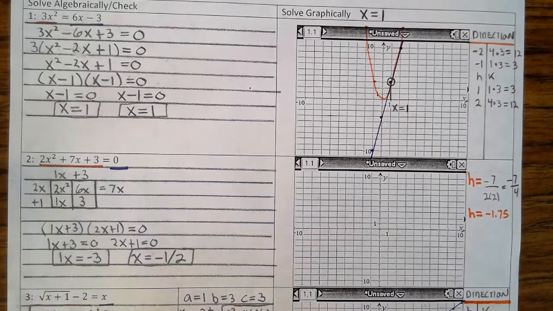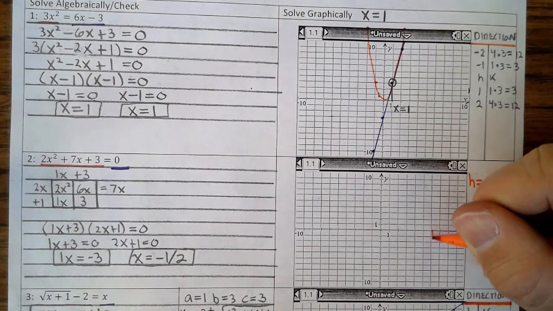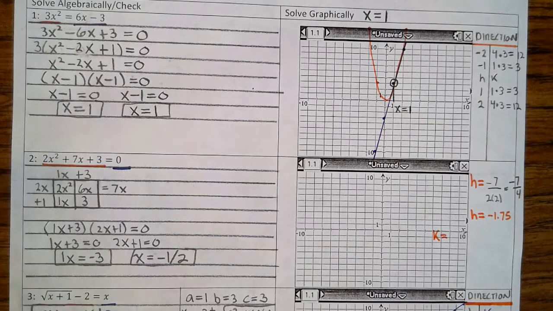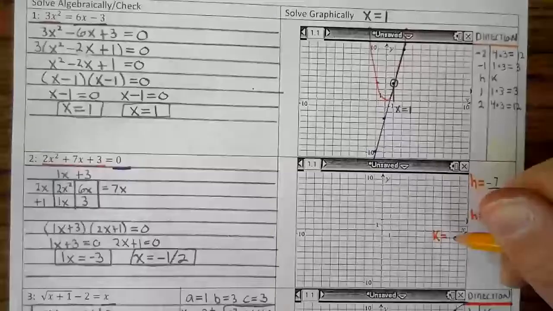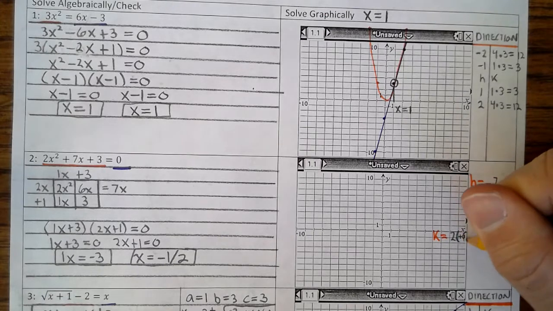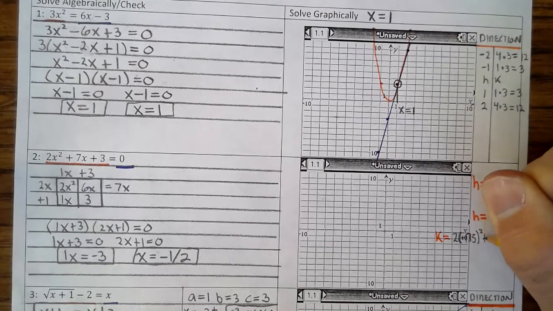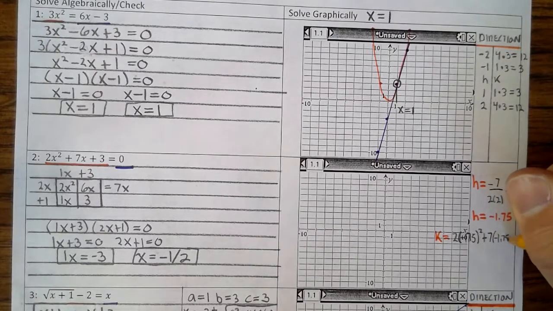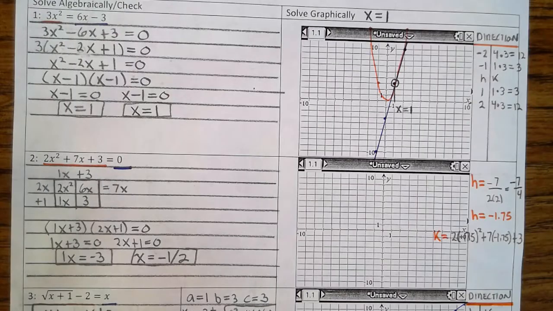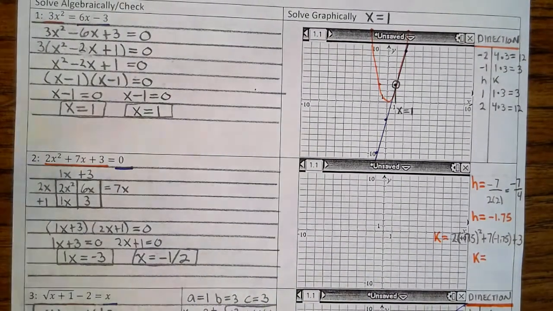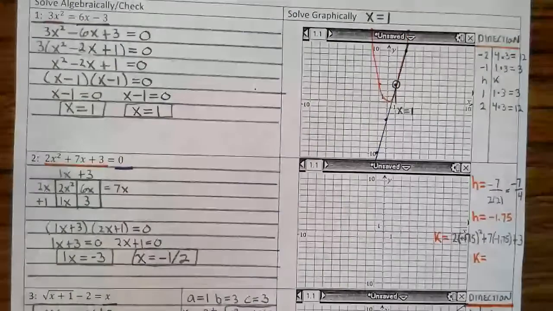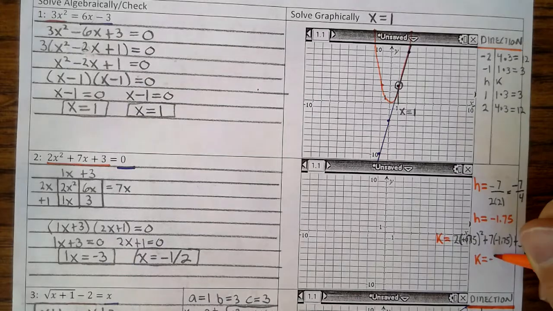So k equals 2 times negative 1.75 squared plus 7 times negative 1.75 plus 3. So k equals negative 3.125. No, y-intercept is 0, 3, so 1, 2, 3.